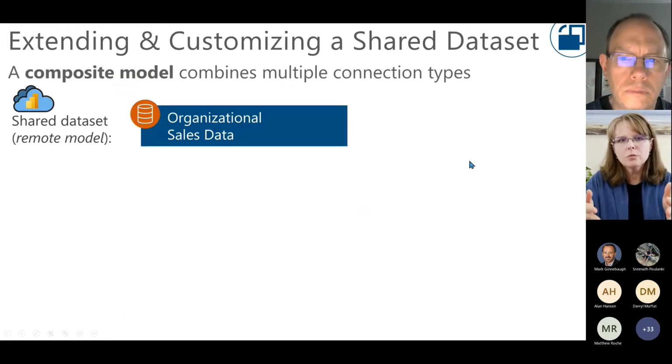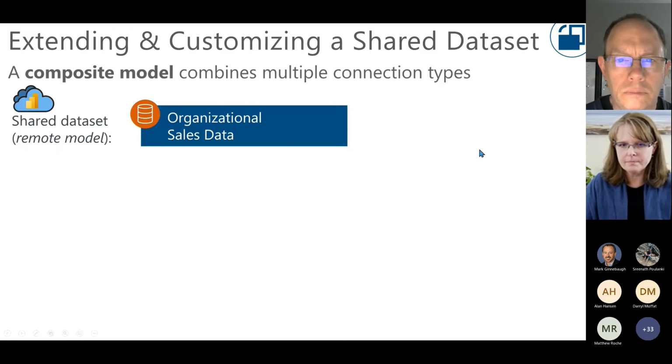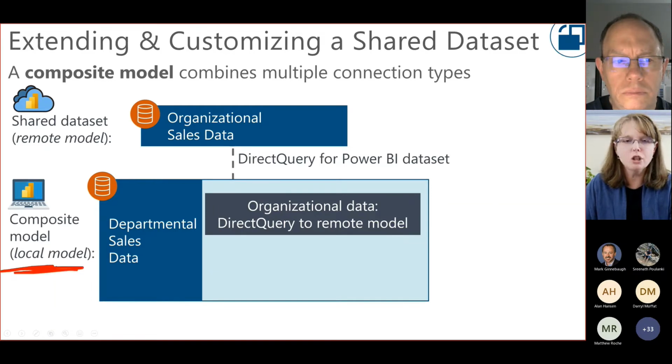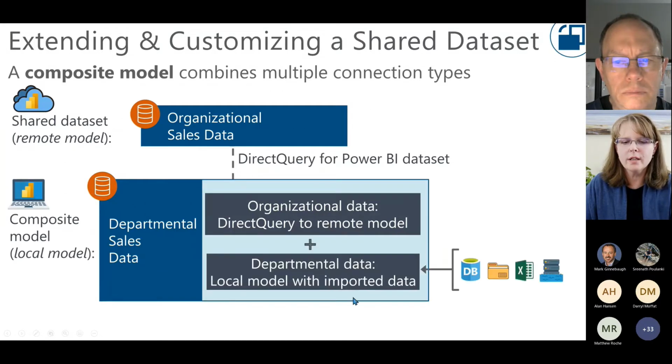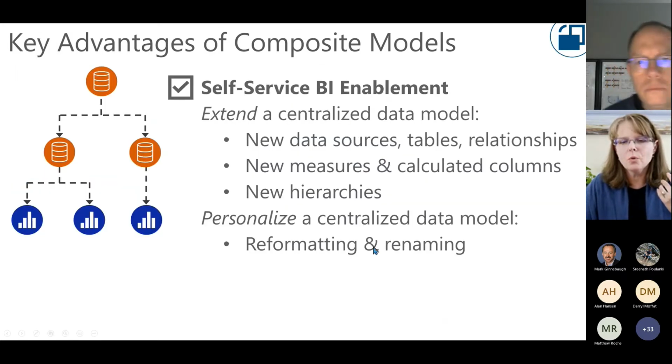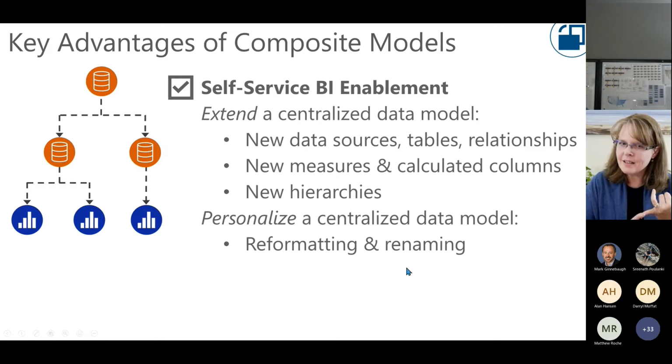So we've got our remote model, that original shared data set. What we're going to do is augment that remote model with some additional data. So in order to do that, we need to have what we call a local model. So we start out with just the organizational data plus the departmental data. And I'll show you what this looks like in desktop here in just a second. So the idea here then is we extend and we personalize that original data set.